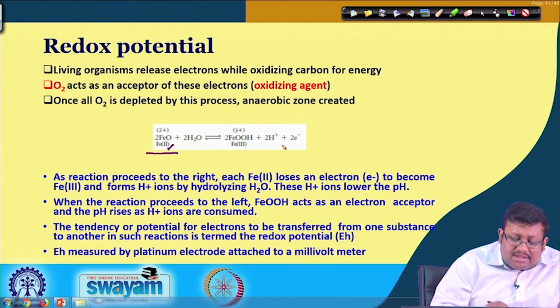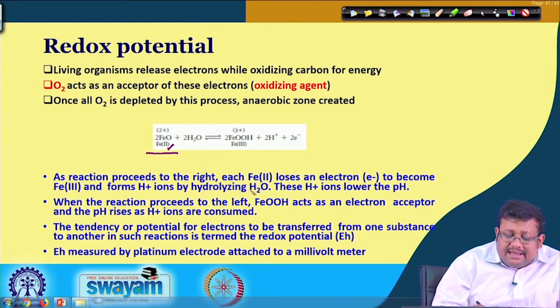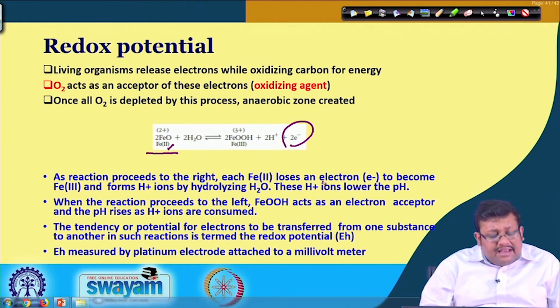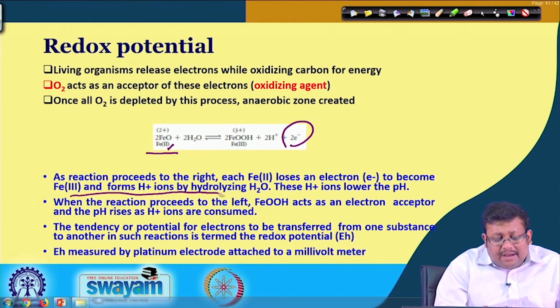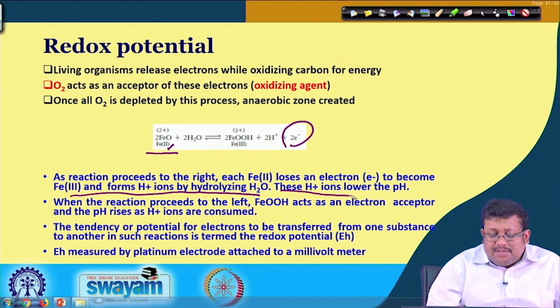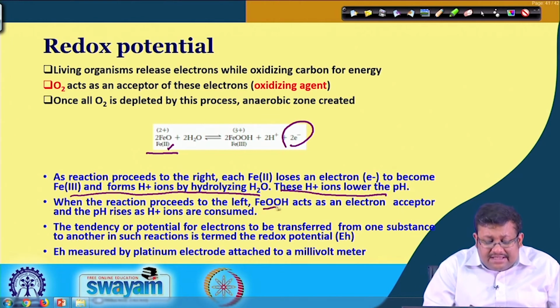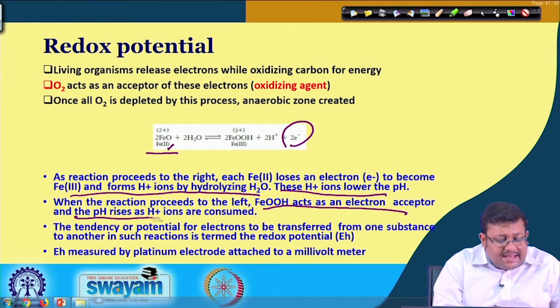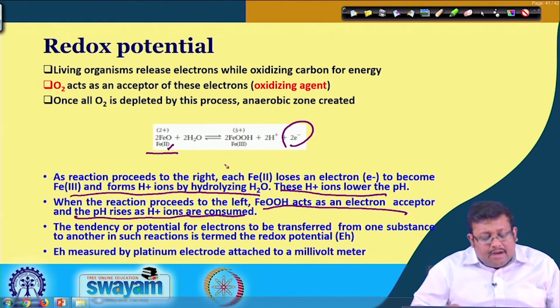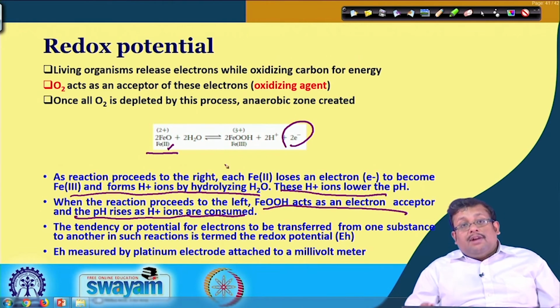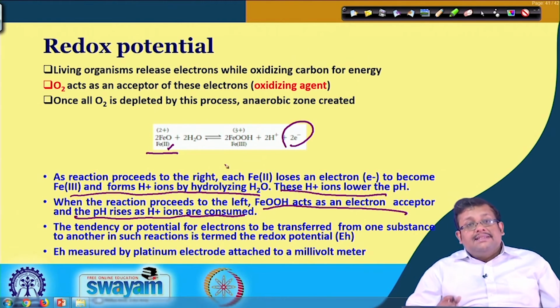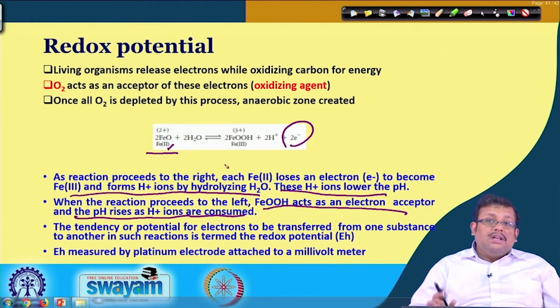So, as the reaction proceeds to the right, each Fe2+ loses an electron, as you can see here, and becomes an Fe3+ and forms H+ ion by hydrolyzing the H2O, and these H+ ions lower the pH of the soil. And when the reaction proceeds to the left, this FeOH acts as an electron acceptor and the pH rises as H+ ions are consumed, because you can see the reaction can go in both directions. The tendency or potential of electrons to be transferred from one substance to another in such a reaction is termed as redox potential or EH.